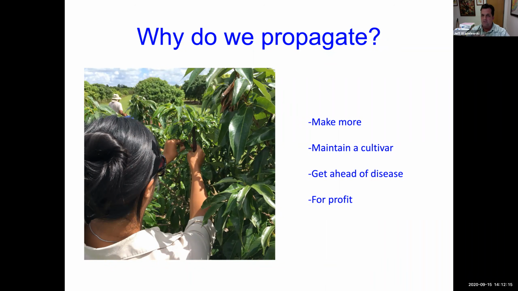And obviously another reason to propagate is for profit. You want to grow more of a certain plant because you want to sell it. So that's another reason we propagate.